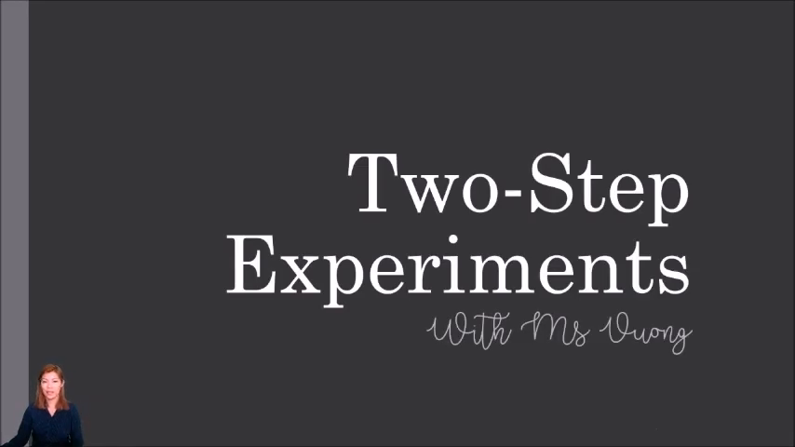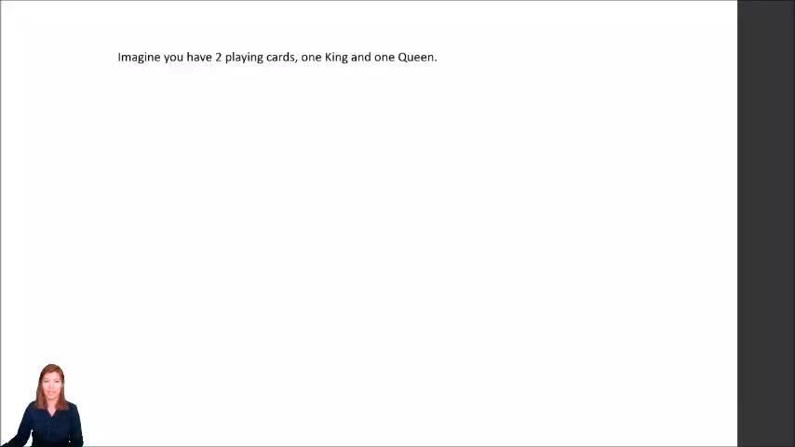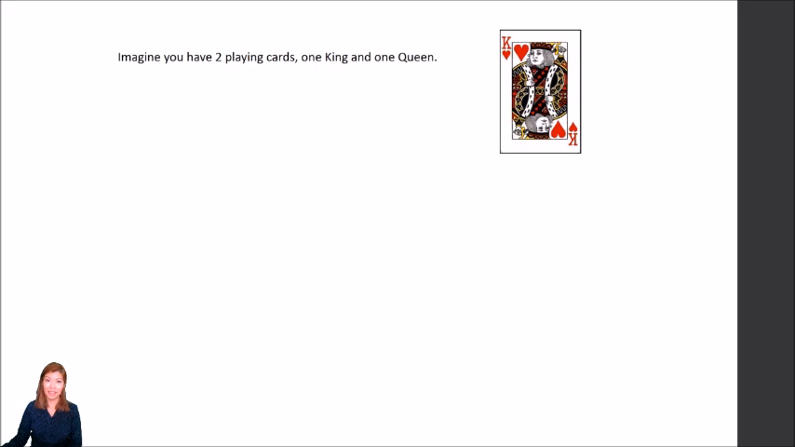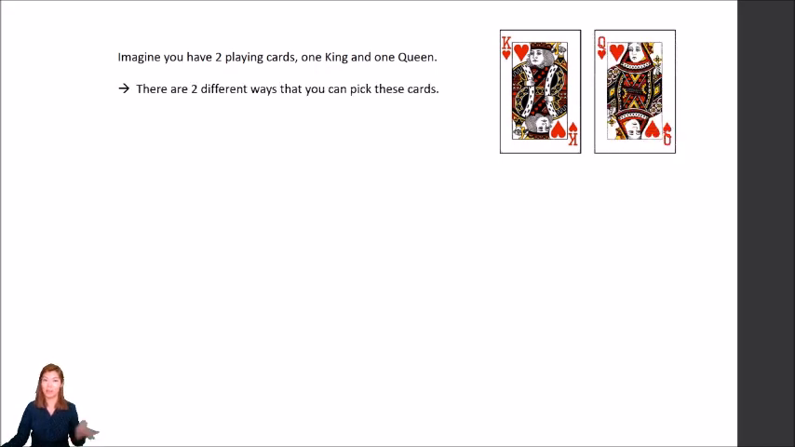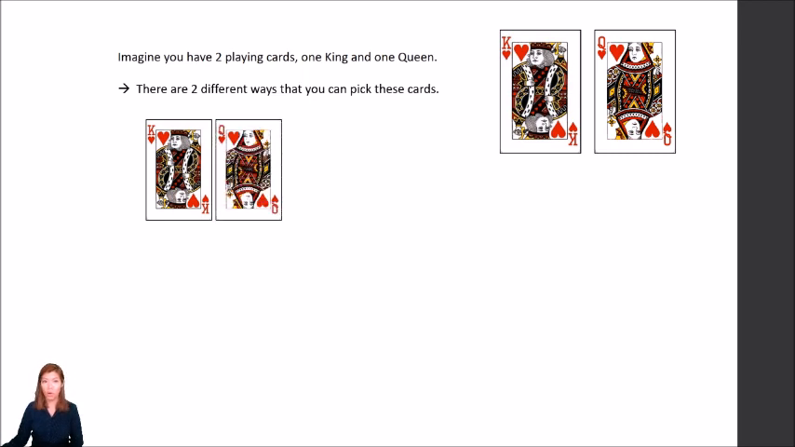Hello everyone, today we're going to look at two-step experiments. So imagine you have two playing cards, one king and one queen. Now you can pick up these two cards by either picking up the king first and then the queen, or you can pick up the queen first and then the king.